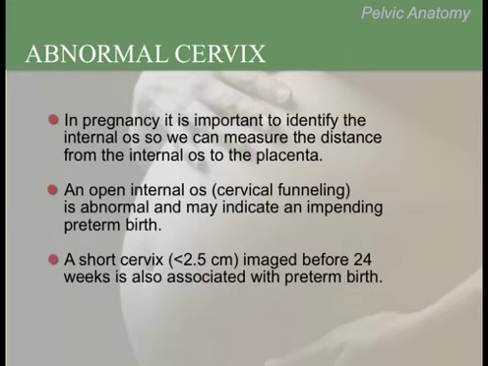For example, an internal os that is open, called funneling, is a warning sign of preterm birth. A cervix that is shorter than normal, less than 2.5 centimeters when imaged before 24 weeks gestation, is also associated with preterm birth.